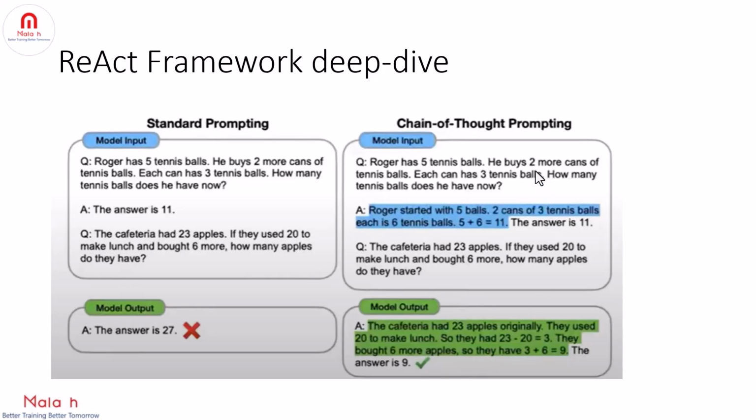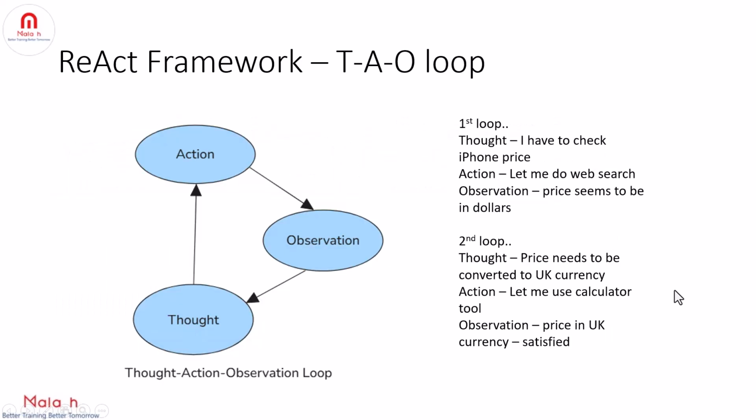The ReAct framework was built on top of chain of thought. Okay. So ReAct means LLM plus reasoning, which is nothing but chain of thought, and then we are also adding action. So that's why it is called ReAct: reasoning and action. And the way the ReAct framework does that is through a principle called the thought, action, observation loop.